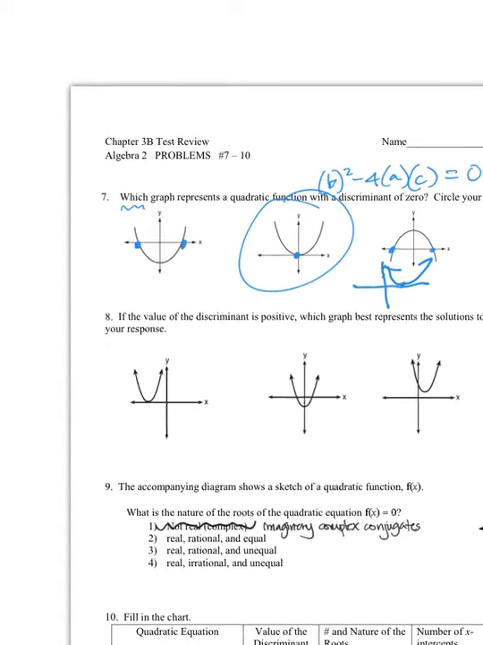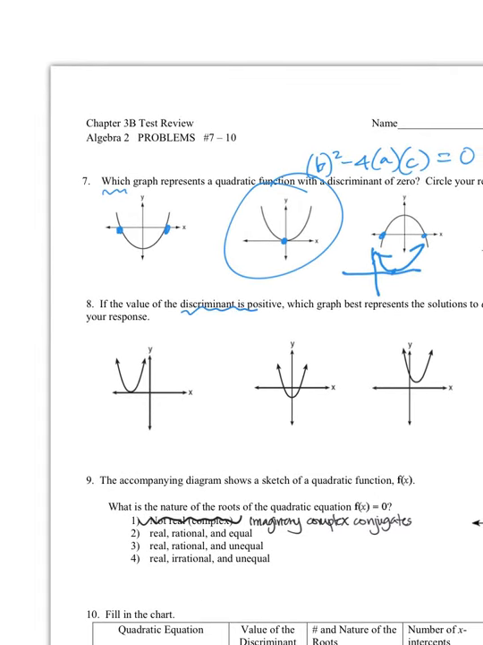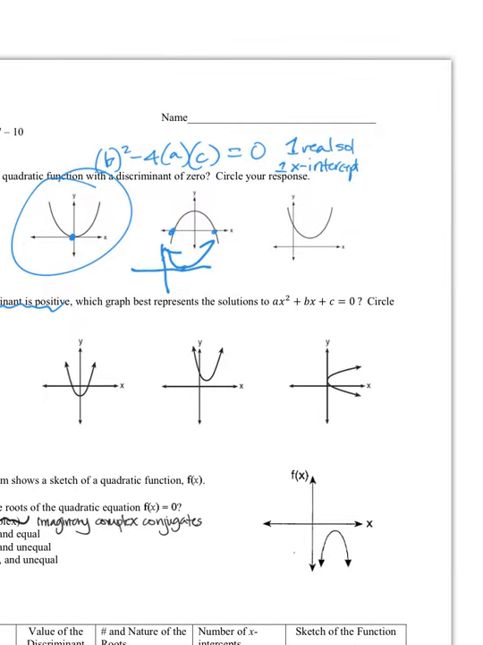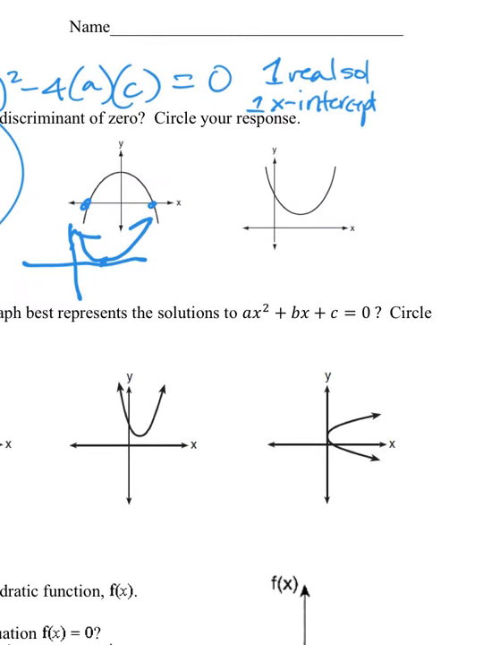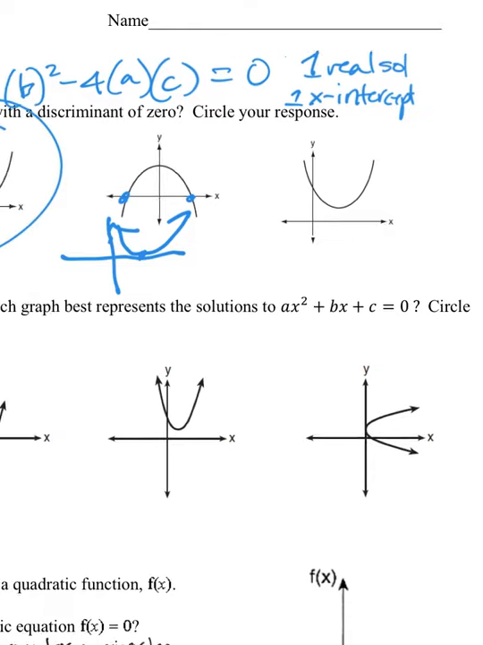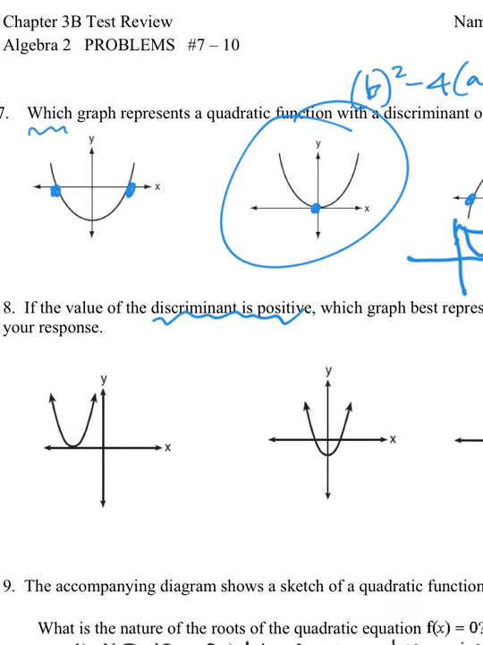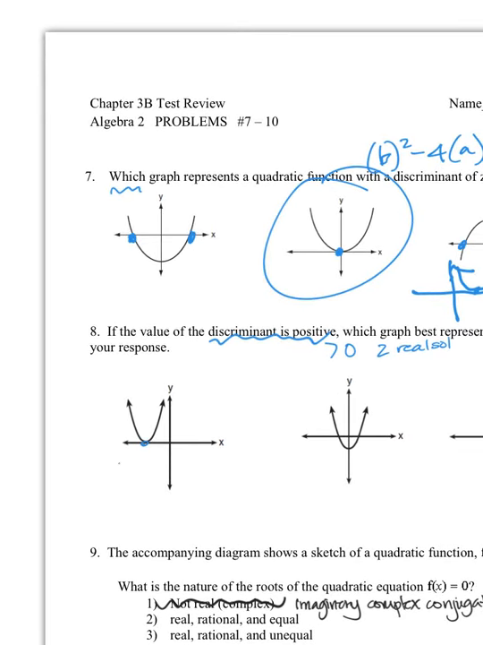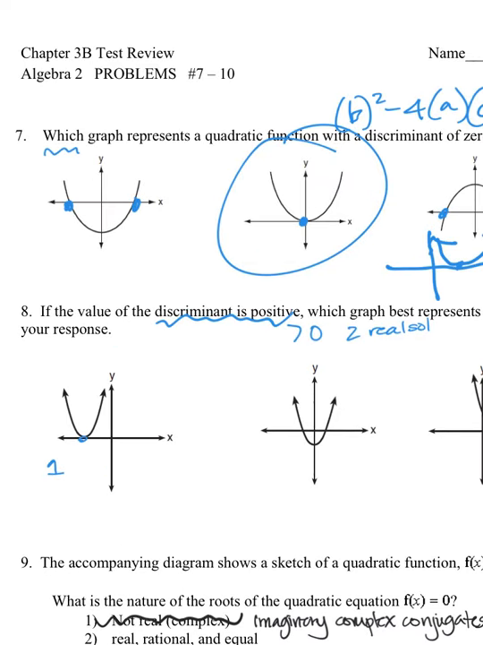Okay, next question. If the value of your discriminant is positive, which graph best represents the solution to ax squared plus bx plus c is equal to 0? So we are going to figure out which graph that is. When the discriminant is greater than 0, it's positive, and that would mean that there's 2 real solutions. In this case, we take a look at the first one. That has 1. Take a look at the next one, and it actually has 2.